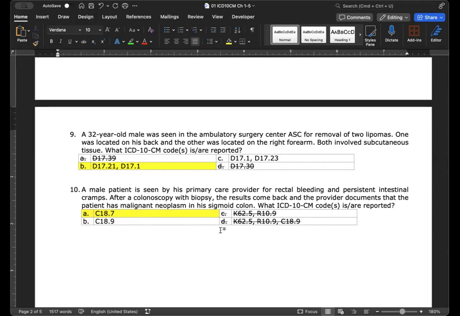Can you explain? I kind of got lost. So sigmoid, flexure, lower, upper. How did we distinguish which sigmoid to use?